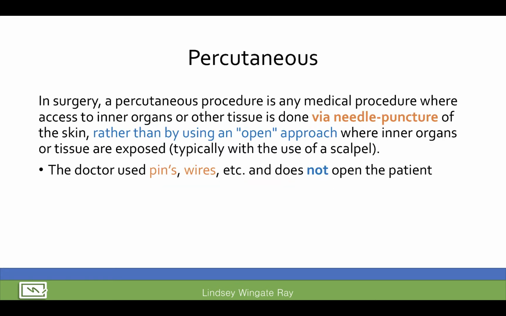Percutaneous. In surgery, a percutaneous procedure is any medical procedure where access to inner organs or other tissue is done via a needle puncture of the skin, rather than by using an open approach where inner organs or tissues are exposed. The doctor will use pins and wires in a percutaneous procedure, and they will not open the patient. So an important key term to look for when you are coding a percutaneous procedure is pins or wires.